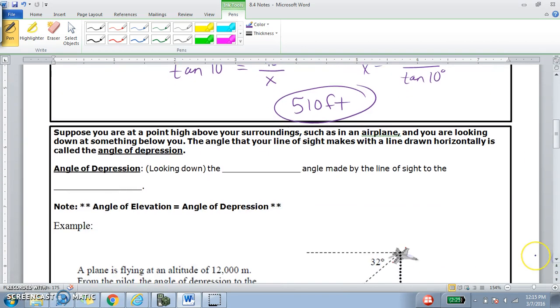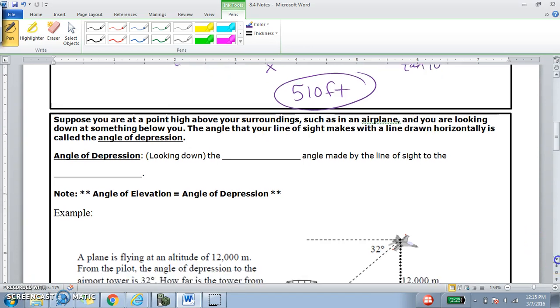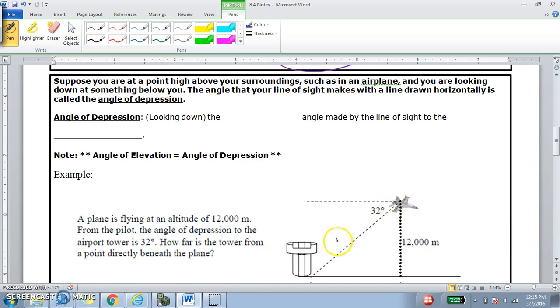So another example is when you're at a point high above your surroundings, such as in an airplane or you're on top of a building this time, and you're looking down at something below you. So the angle that your line of sight, so if you're up here in this airplane, this is now your line of sight looking down. So the angle from your line of sight in between a horizontal, so we're always going to measure from a horizontal line, never a vertical line.